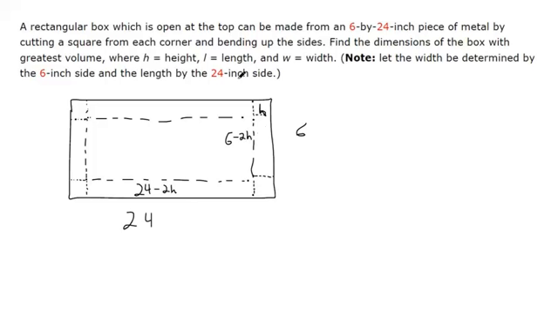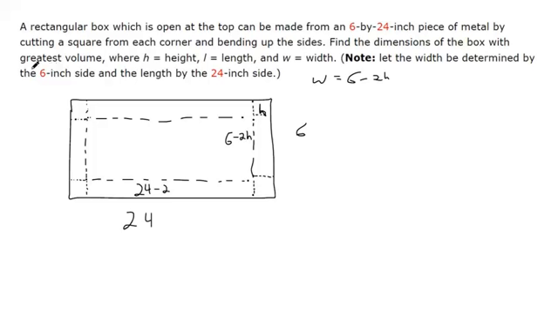Actually, I wonder when you type this in WebAssign, it says 6 by 24. Is that length by width, or is that width by length? We'll have to mess with that at the end. Oh, it says right here, the width be determined by the 6-inch side. This is going to be our W. W equals 6 minus 2h. Okay, we'll just keep that in mind for the end.